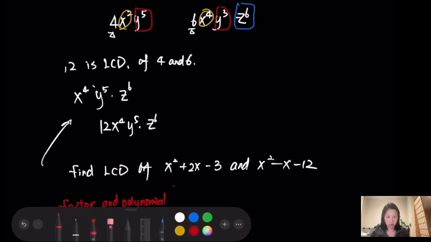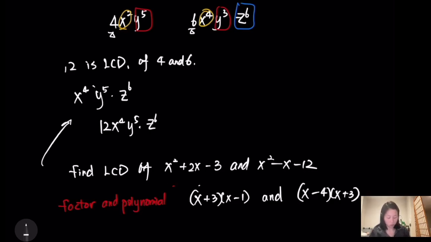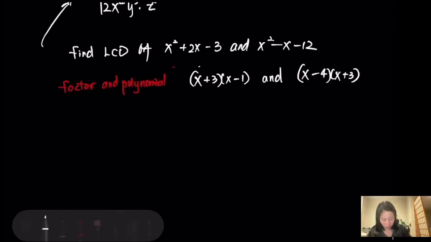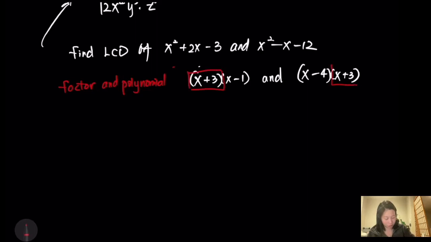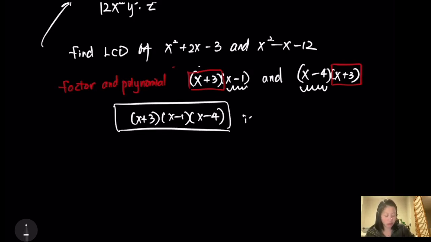Okay, now, for the first one, use the AC method. I have x plus 3 times x minus 1. And for the second one, I have x minus 4 times x plus 3. For these two, we will write down the common factor. What they have in common, we write it down. They have x plus 3 in common, so the least common denominator is going to contain that. And then we just need to multiply the unique factors, which are x minus 1 and x minus 4. So this product is going to be the least common denominator of these two polynomials.